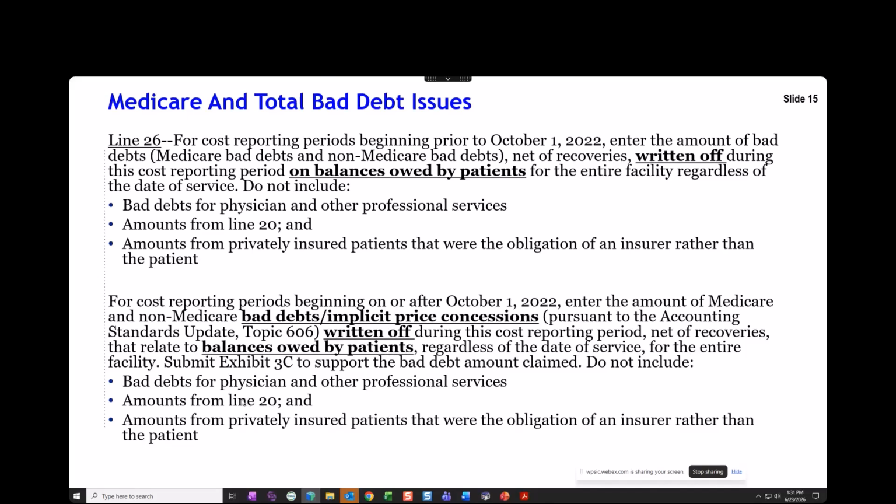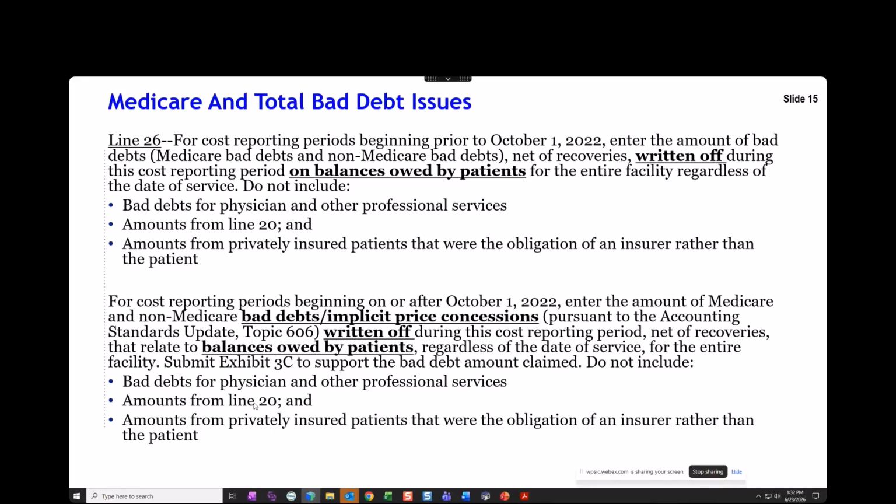And of course, a couple other things. We can include bad debts for physicians or other professional services. Do not include amounts that are already in line 20 as charity care. And now the trick there is that if you're reporting something on line 20 as charity care, it cannot also be an indigent Medicare bad debt that you reported on E Part A, for example. They can't go in both places. You can't get the benefit of them from both places.